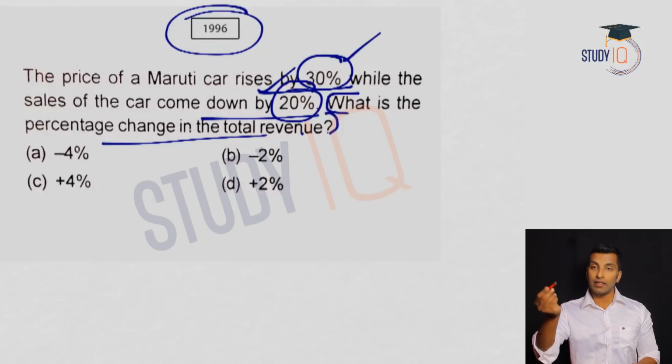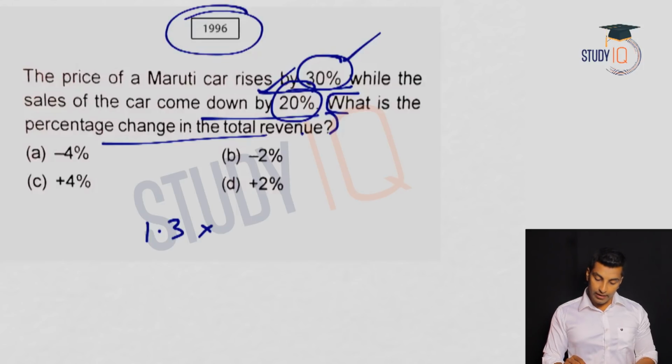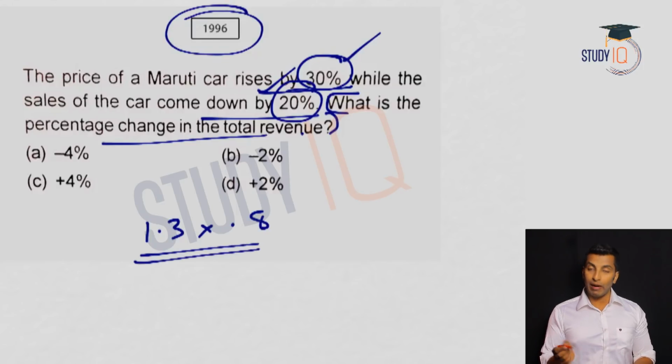Increase by 30% means you'll write it as 1.3. Decrease by 20% means you'll write it as 0.8. If you multiply these two multiplication factors, you'll get the effective value. Why is this 1.3? Because it's nothing but 1 plus 30 by 100, and 30 by 100 is 0.3. Similarly, 1 minus, since it is down, 1 minus 20 by 100. 20 by 100 is 0.2, so that's why 0.8. So 1.3 into 0.8, you will get 1.04.